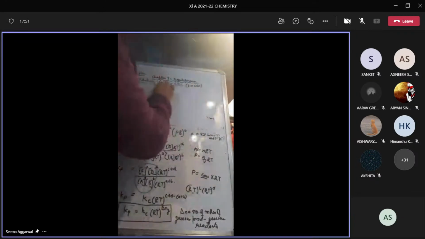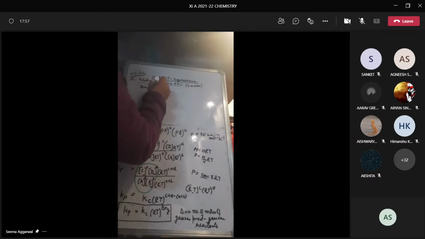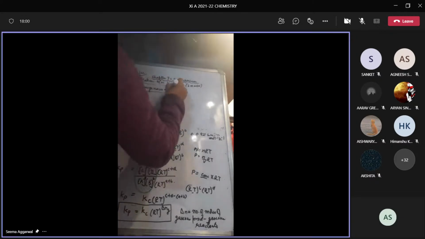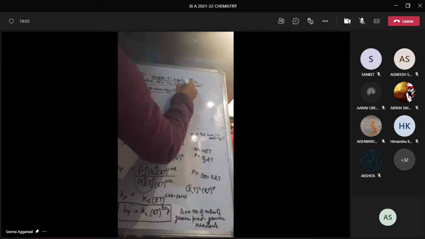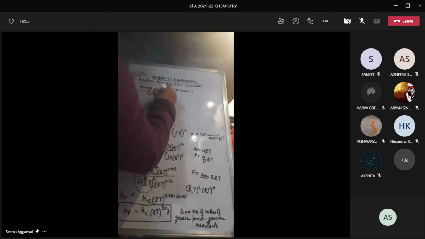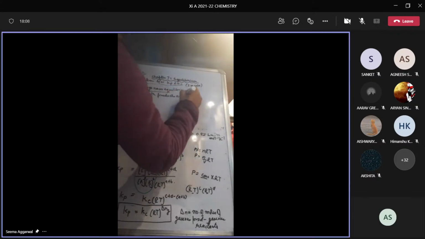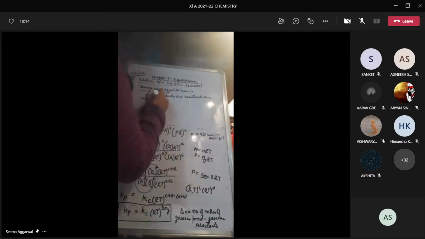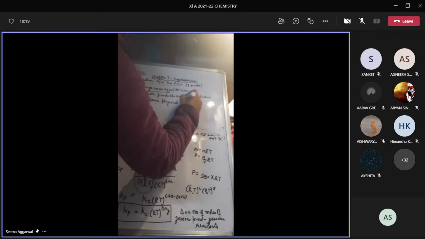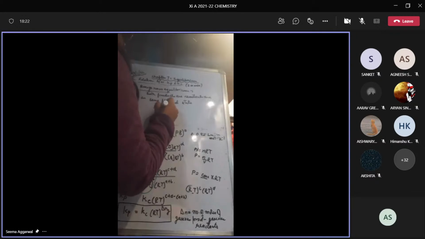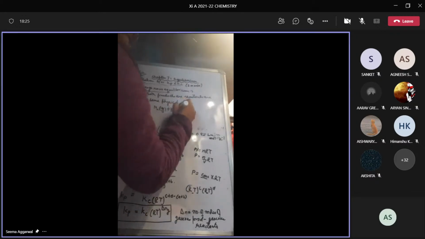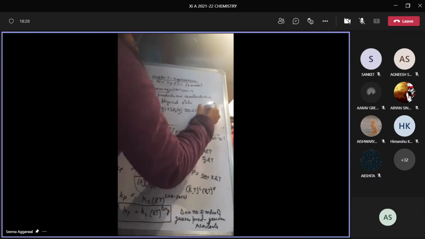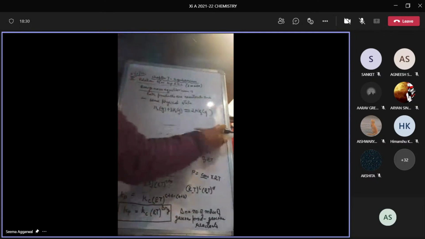Now there are two types of equilibrium. One of them is the homogeneous equilibrium. Homogeneous equilibrium means both products and reactants are in the same state, in the same physical state. It means either they can be liquid, or they can be gas. For example, N2 gas plus 3H2 gas gives 2 ammonia gas. So this is an example for a homogeneous equilibrium.